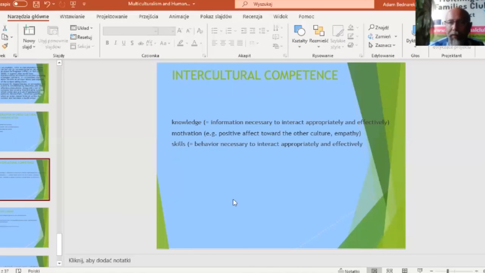So intercultural competence, that's knowledge, information necessary to interact appropriately and effectively. It's motivation, it's the positive effect towards the other culture, and skills. Behavior necessary to interact appropriately and effectively. Knowledge, motivation, and skills. And skills are acquired. Now, you may have a natural talent, but your skills are acquired by you actually doing it. So you're going to acquire multicultural skills when you start multilingual.